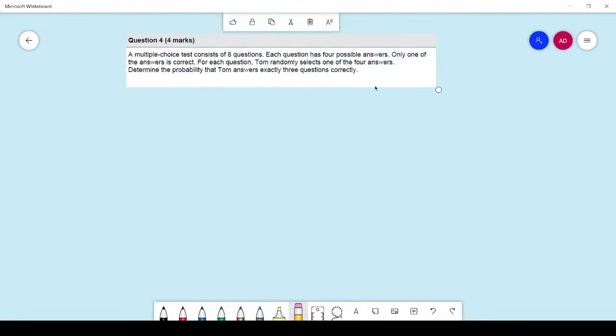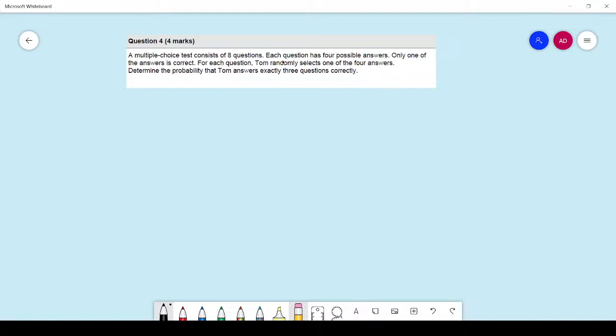A multiple choice test consists of 8 questions. Each question has 4 possible answers, so this looks binomial. Only one of the answers is correct. For each question, Tom randomly selects one of the 4 answers. Determine the probability that Tom answers exactly 3 questions correctly.